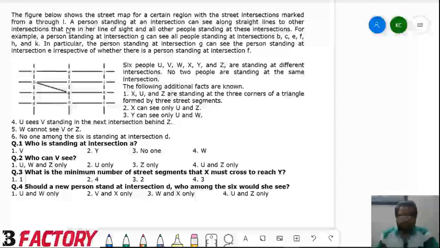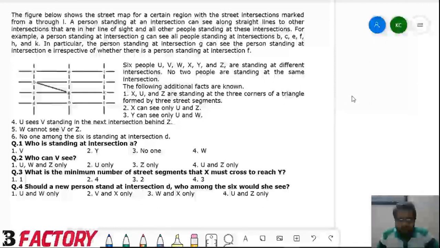Six people U, V, W, X, Y, Z are standing at different intersections. No two persons are standing at the same intersection. So they are at different points. The following additional facts are known. So we have to probably arrange these things.